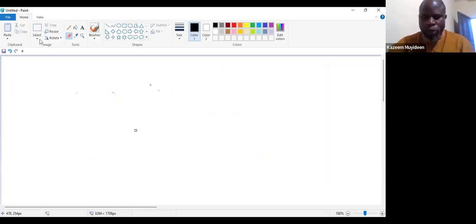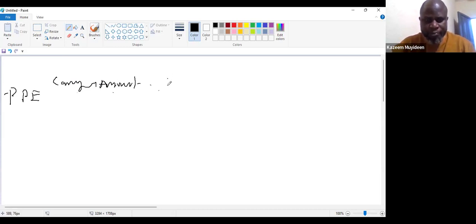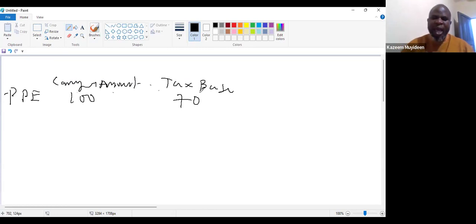For example, when we are talking about PPE, in the PPE we have the carrying amount of my PPE, then we have the tax base. Let's say the carrying amount of my PPE in my book is 100 million, while the tax base is 70. I still create a temporary difference, yes, but not on the same page. There is a temporary difference now.